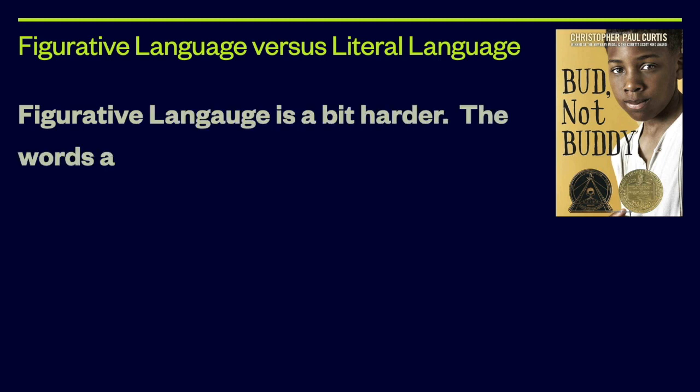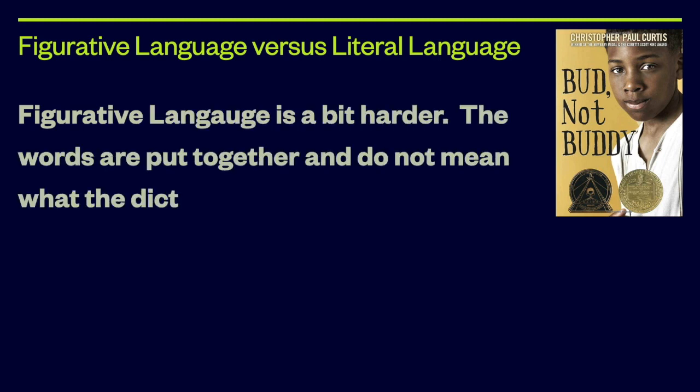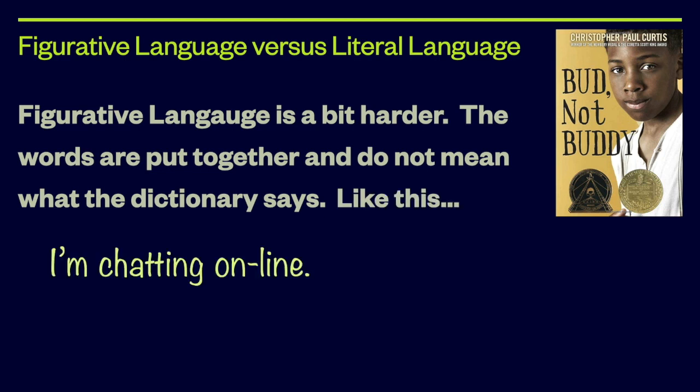Figurative language is a bit harder. The words are put together and do not mean what the dictionary says. Like this: I'm chatting online. If you're chatting, that means your lips are moving and you're talking with your friends. But most people, when they're chatting online, are typing with their fingers. So if they were going to be literal, they would say, I'm typing on a computer, which is connected to the internet, right? Because when we look at the word online, what line? Where's the line that you're chatting on?